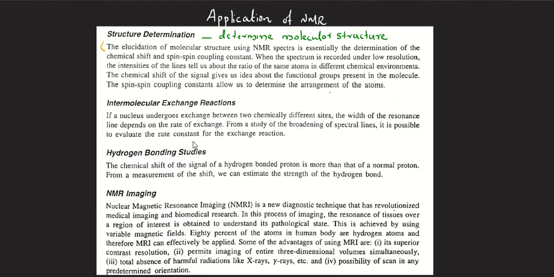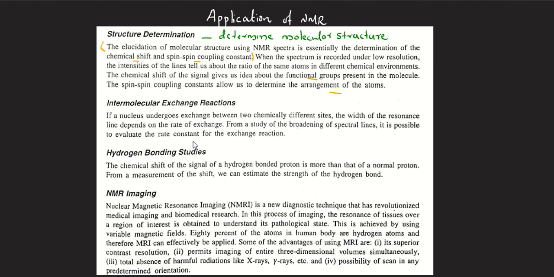That is, the elucidation of molecular structure using NMR spectrum is essentially the determination of chemical shift and spin coupling constant. So in NMR we are actually measuring the chemical shift and spin coupling constant. The chemical shift of the signal gives us the idea about the functional group in the molecule, and spin coupling constant determines the arrangement of atoms.